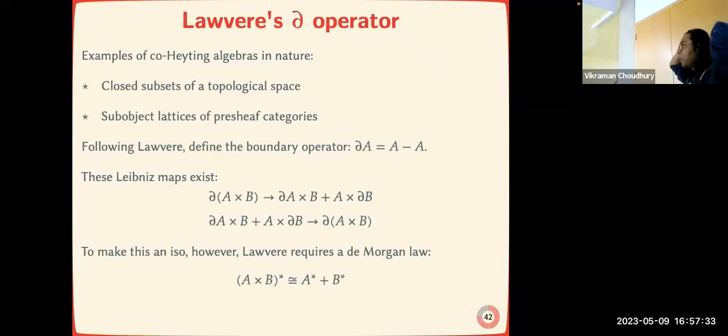Another thing is, what about the type A minus A? The type A minus A is not 0. Lawvere thought about these things a long time ago, and he called it the boundary operator. So the boundary operator has a Leibniz rule, and there could be some connection between differential things in programming languages and this del operator, which is A minus A.